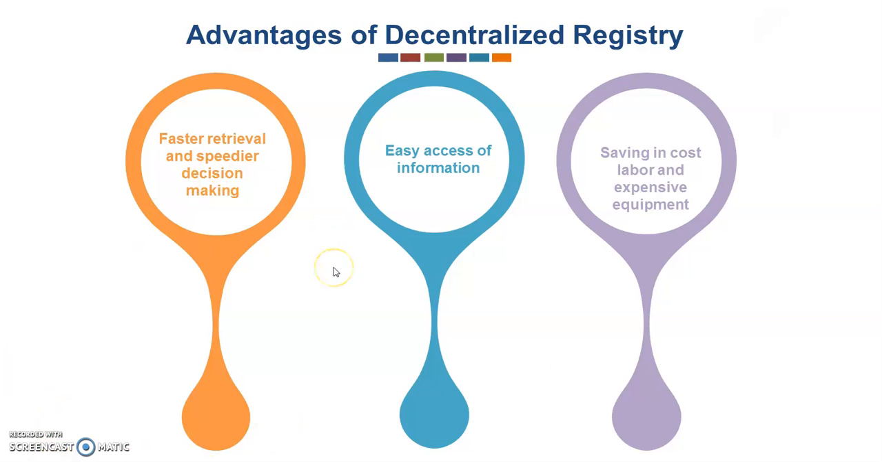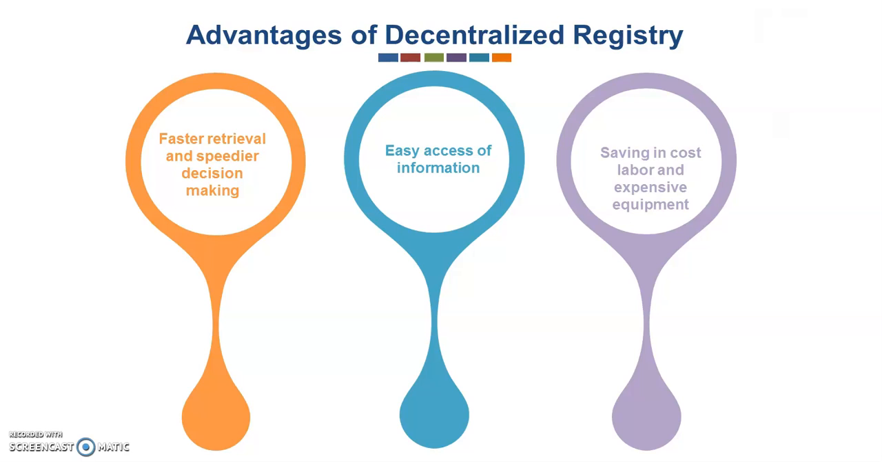Number one, when you have a decentralized registry, your registry is in your place, within your department. So whenever you want a record, retrieval will be faster, and it will definitely be easier and faster to make a decision. Not only that, when it's near your place within the department, it is easier to access that information. The size of the department will determine the size of the registry itself and also the volume of records handled.